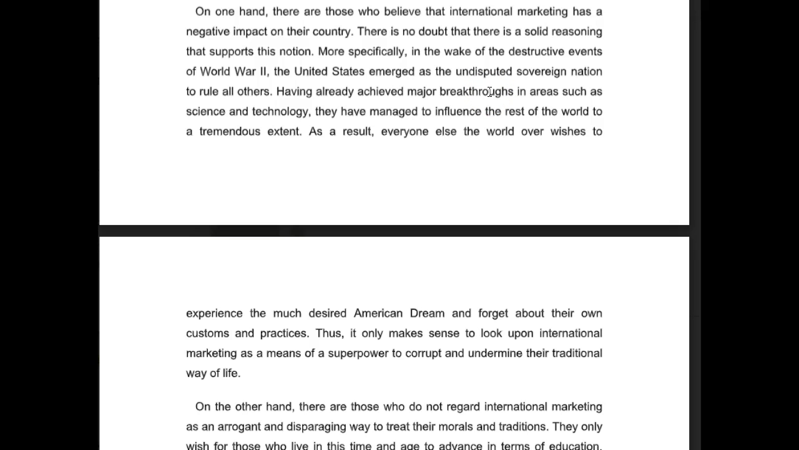Having already achieved major breakthroughs in areas such as science and technology, they have managed to influence the rest of the world to a tremendous extent. As a result, everyone else the world over wishes to experience the much desired American dream and forgets about their own customs and practices. Thus, it only makes sense to look upon international marketing as a means of a superpower to corrupt and undermine their traditional way of life.